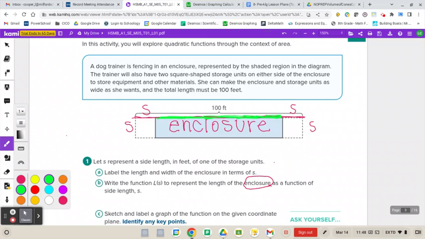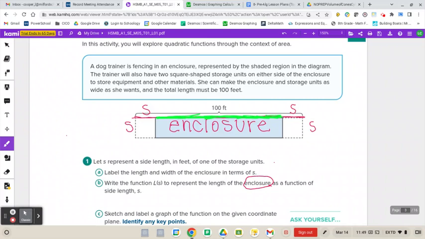Okay, so that's a good point. It could be, but I want to label it in terms of S. Do you agree, everybody, that the entire length is 100? How could I just find the length of that enclosure? Because it's obviously not 100. How could I write it? If we figure it out and you don't understand it, say something. Reese, is it 100 minus 2S? Do you guys know how he got that?